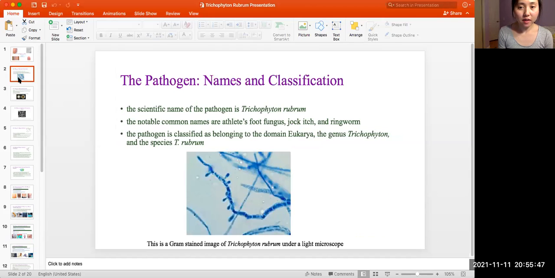The pathogen names and classification. The scientific name of the pathogen is Trichophyton rubrum. The notable common names are athlete's foot fungus, jock itch, and ringworm. The pathogen is classified as belonging to the domain Eukarya, the genus Trichophyton, and the species T. rubrum. Here we have an image of Trichophyton rubrum under a light microscope.